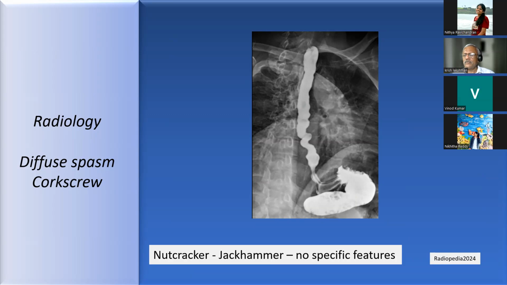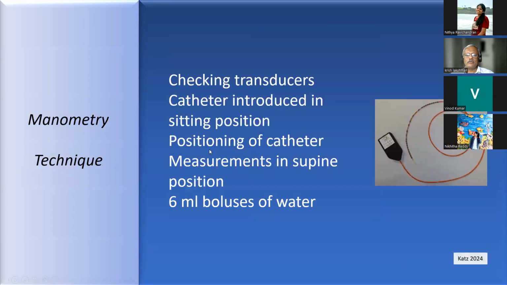Please practice this. When you see different pictures, practice describing what you see in simple English terms. This can typically be called a corkscrew esophagus, which is seen in diffuse spasm or distal spasm of the esophagus. Okay, that's the description. So this is another thing that you look up to in radiology. And then we go on to the manometry.